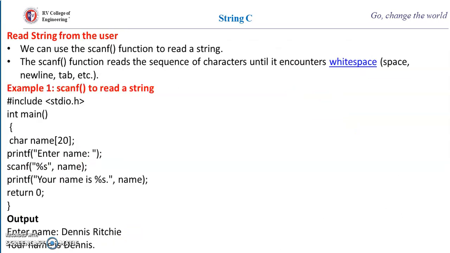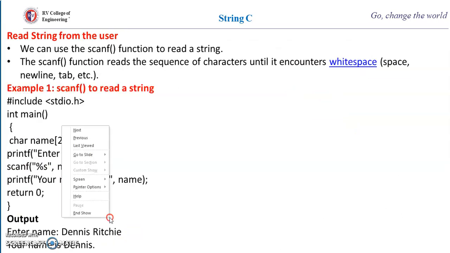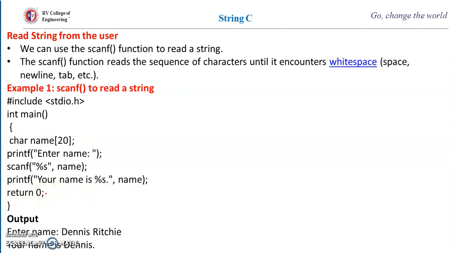And then next is how to read a string from the user. So we know that to take input from the user, when we want the user to input some value, we will be using the scanf function. So here also the scanf function can be used to read a sequence of characters, meaning to input a string we can use scanf. What scanf does is it reads the sequence of characters until it encounters white space.